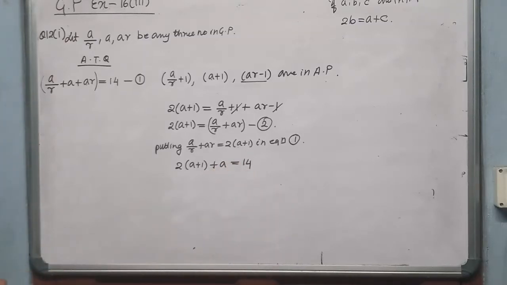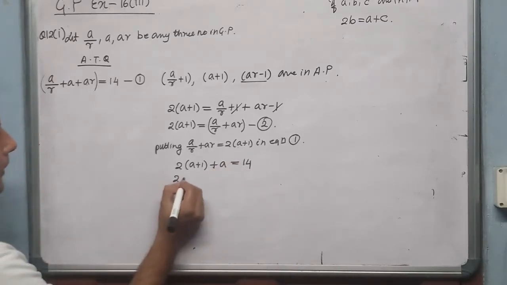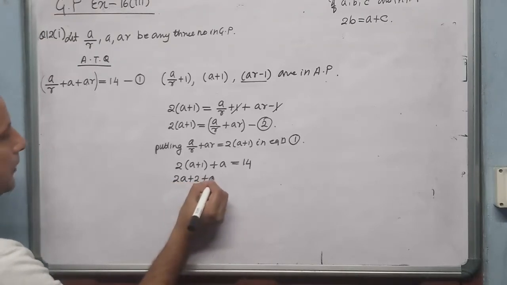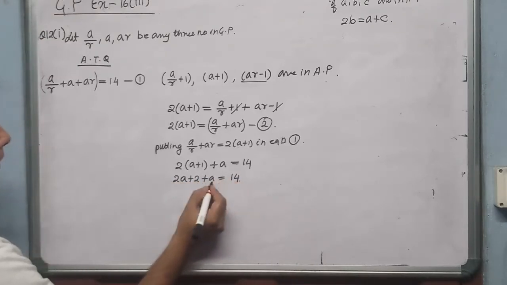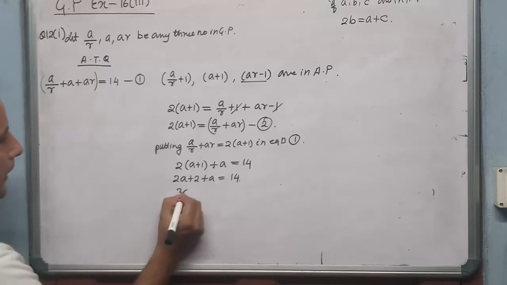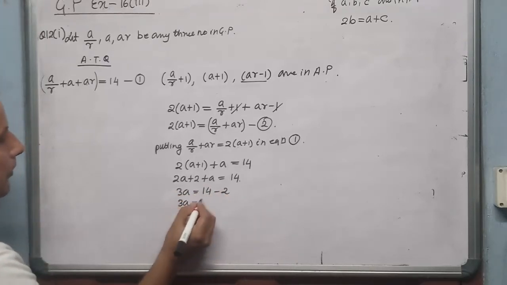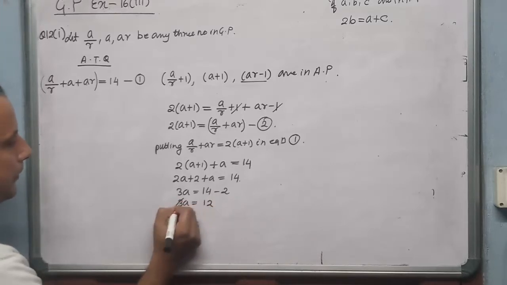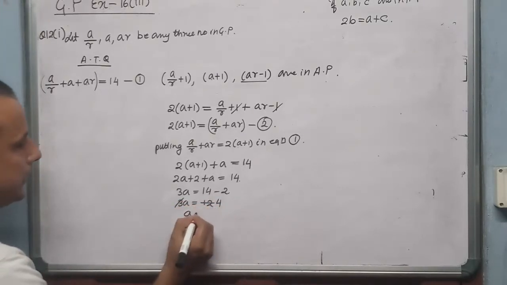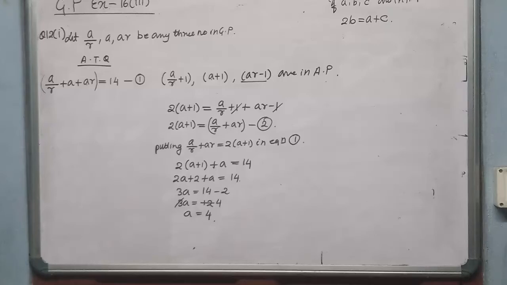Easily we can calculate the value of A from this relation. It is 2A plus 2 plus A is equal to 14. Now A plus 2A is 3A equals 14 minus 2. 14 minus 2 is 12. 3 4s are 12, so A is equal to 4. Next, you have to calculate the value of R.